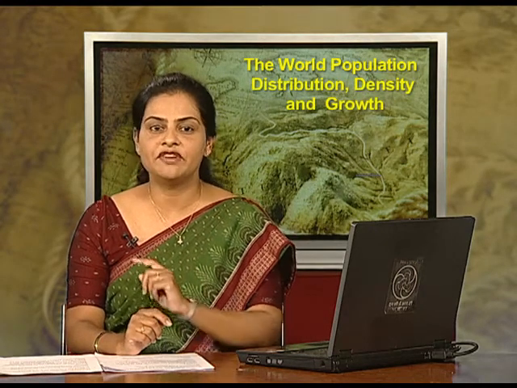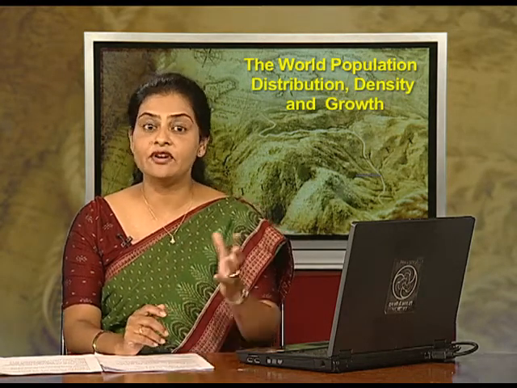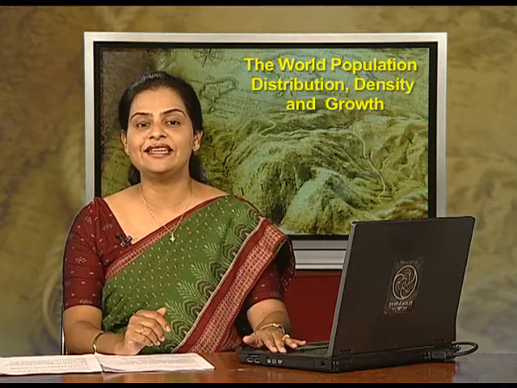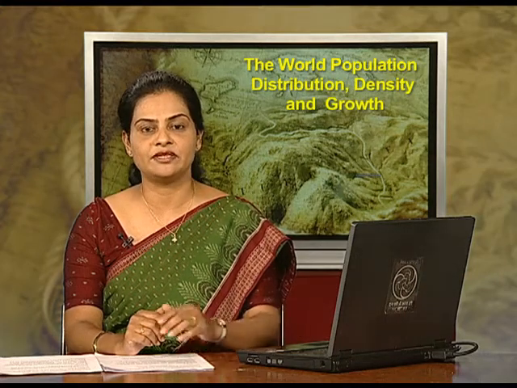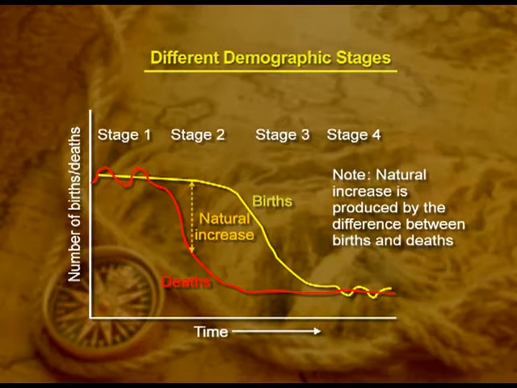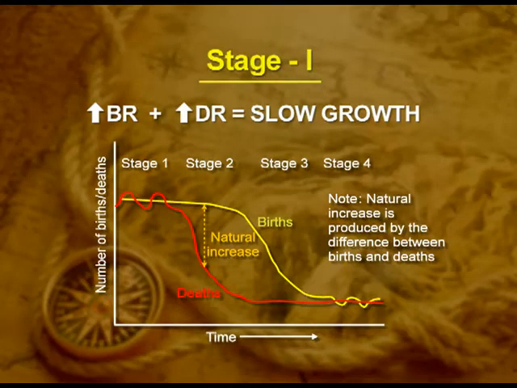To gauge the availability of resources to the ever-growing population, we must keenly look into the demographic transition. This simple graph will explain to us the different demographic stages. Let us look into it. Stage 1. This is the world 2 centuries ago.